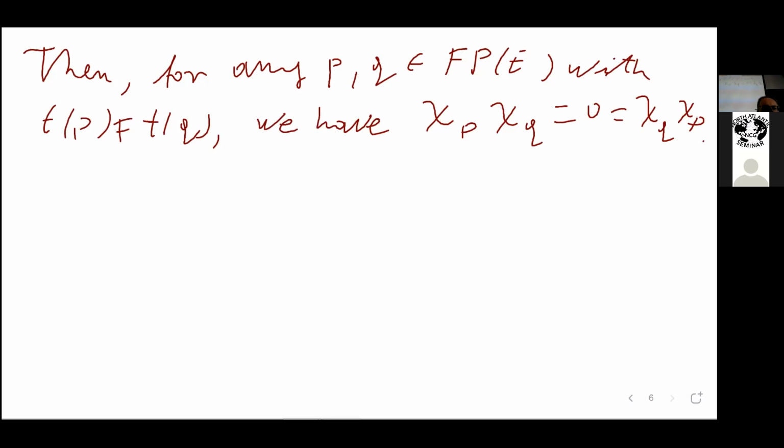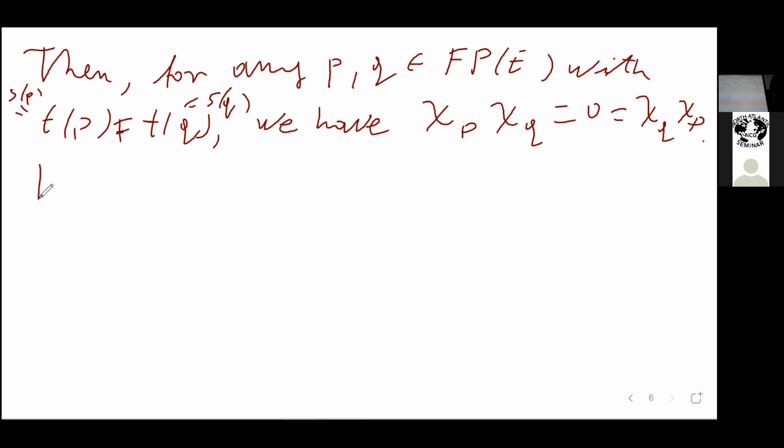Right, because if they end at different places, then remember T of Q is equal to S of Q. So you cannot concatenate, so chi P, chi Q is equal to 0. And by the same token, chi Q, chi P is equal to 0, because now you can say that T of P is not equal to S of P. So the end of Q is not the beginning of P, so you cannot concatenate the other way around. Okay, so that's 0, whichever way you multiply.